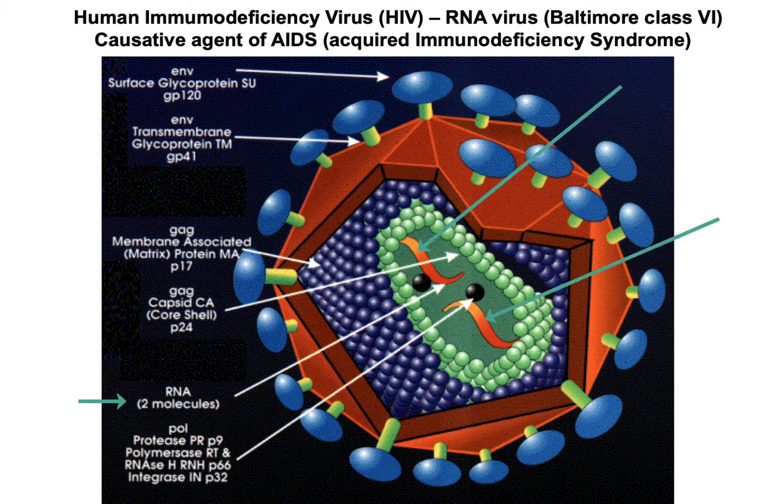So there are the two RNA molecules, they're identical copies. And then the pol is carried along with that. That's another polyprotein, which contains the protease, the reverse transcriptase, RNase H, and an integrase, which aids in integrating the DNA copy of the virus into the host chromosome.